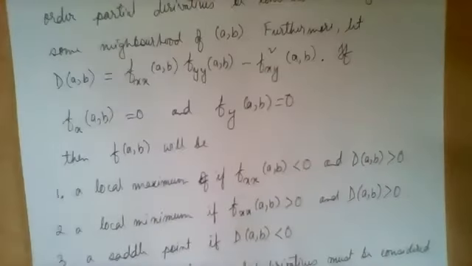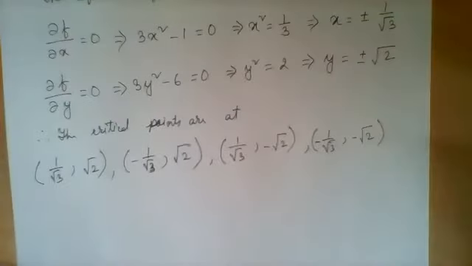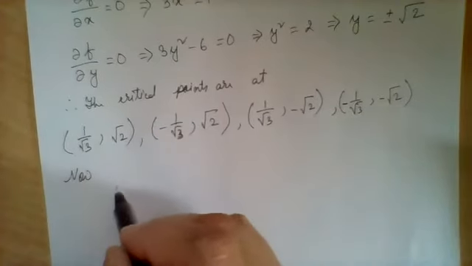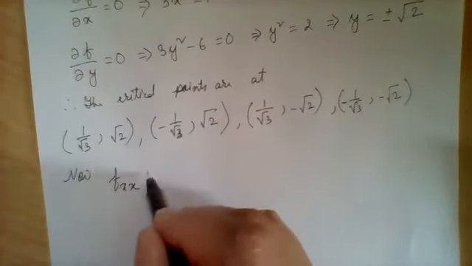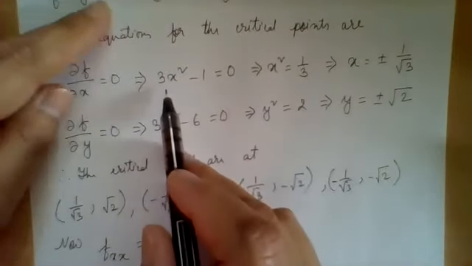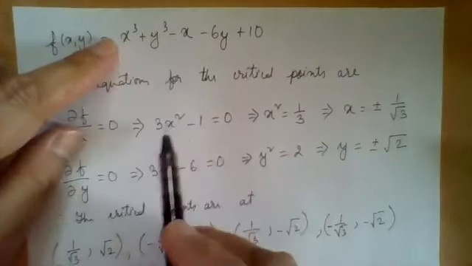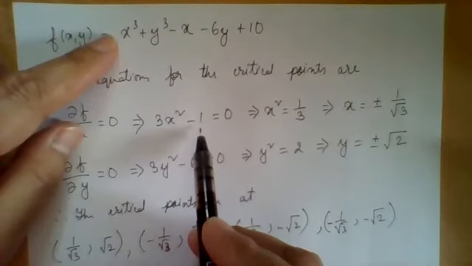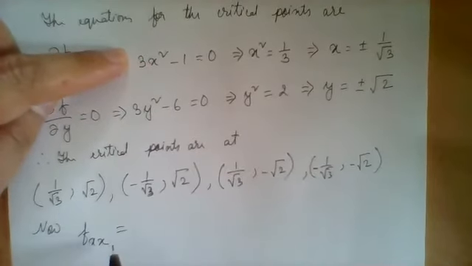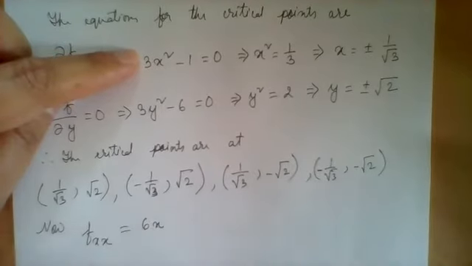So first let us calculate the second order derivatives. Now fxx. fx is the partial derivative of f with respect to x, which was 3x squared minus 1. Now fxx means you differentiate this again, 3x squared minus 1, with respect to x. That gives 6x.